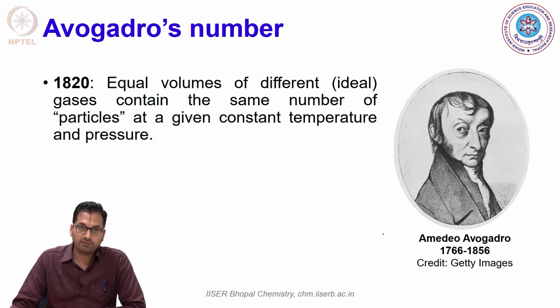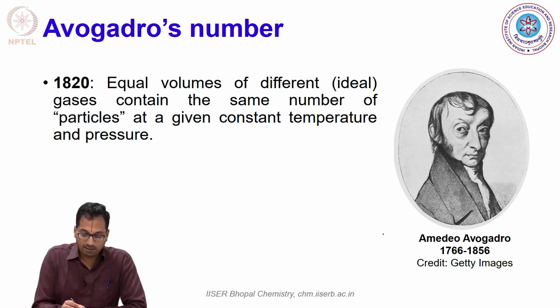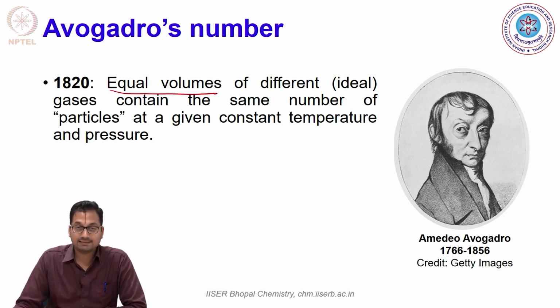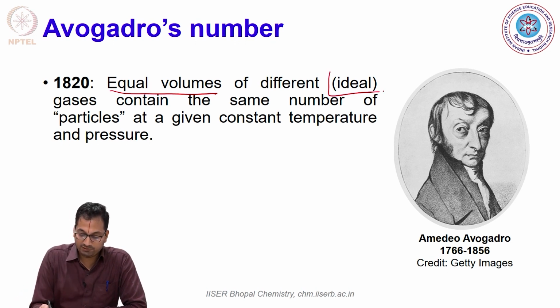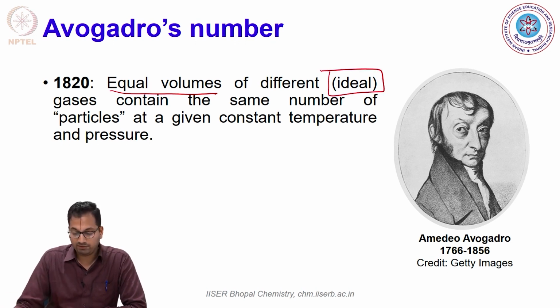To start with, the first point that one should always remember is that quantitation of chemical concentration came back from Avogadro's time. And in 1820, Avogadro hypothesized that equal volumes of different ideal gases contain the same number of particles at a constant temperature and pressure. There are two words that I have put up here, which is ideal. At that point, the definition of ideal gas was still being worked on. It was not completely done.